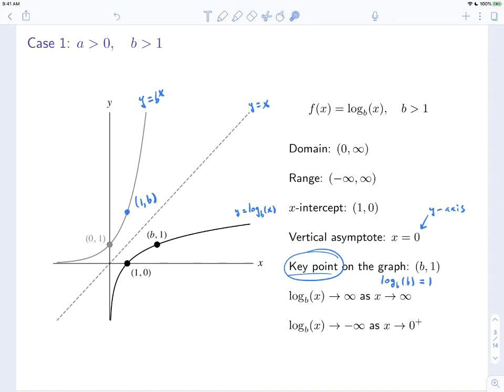And what happens to the logarithmic curve as x goes to 0? As x moves to the left, the curve decreases without bound. So log base b of x goes to negative infinity as x goes to 0. Notice that we have x approaches 0 plus. Remember that that plus means that we're approaching from the right. So this symbol means that x approaches 0 from the right.